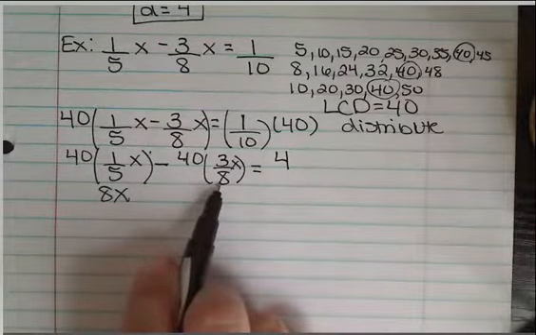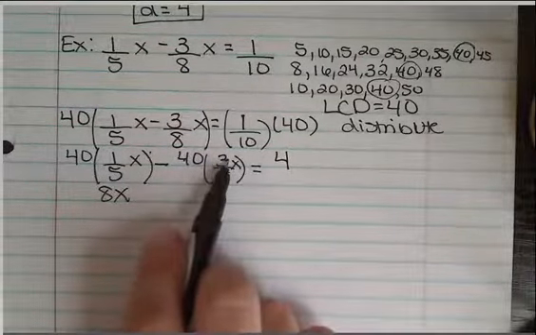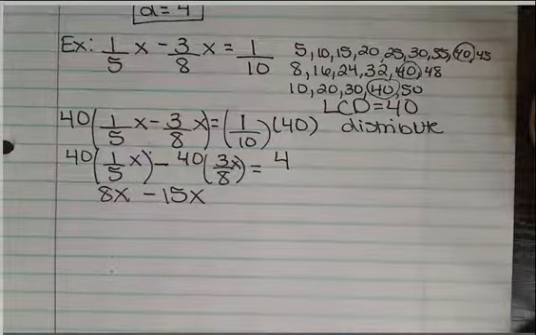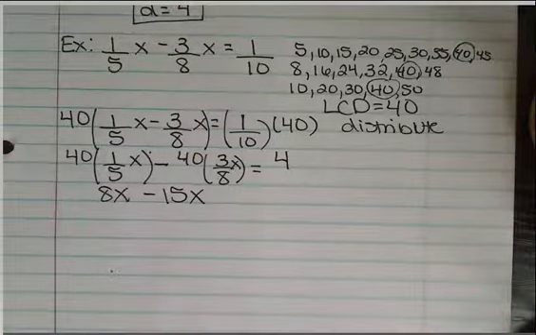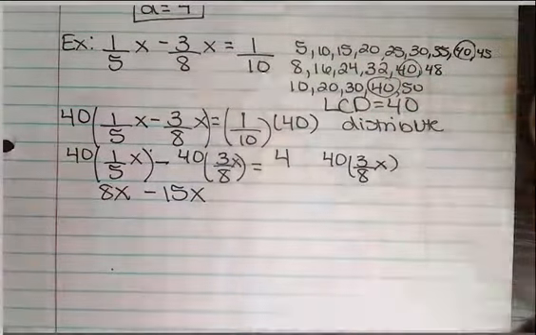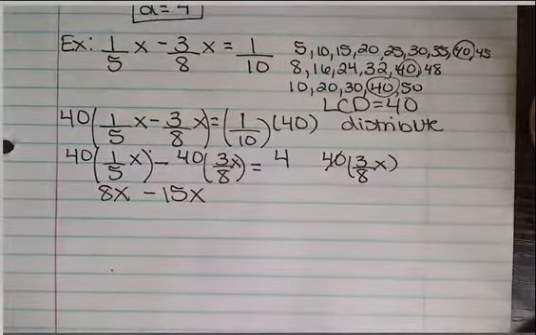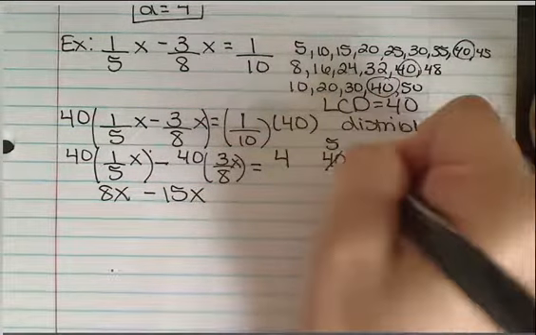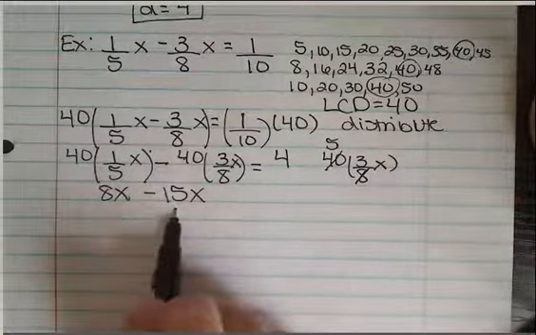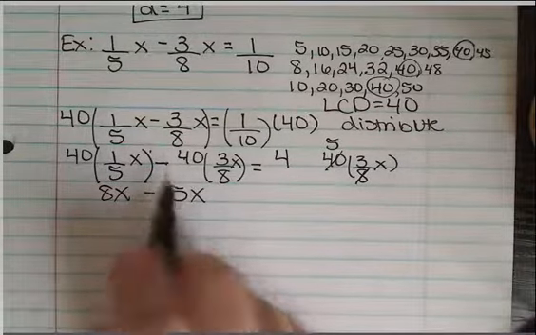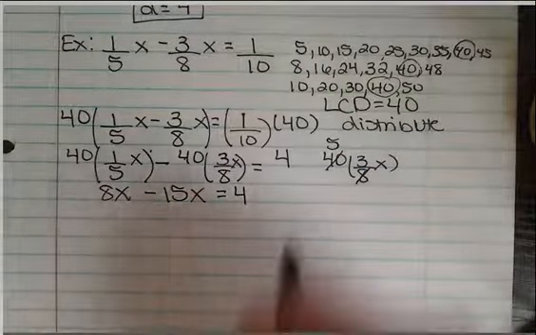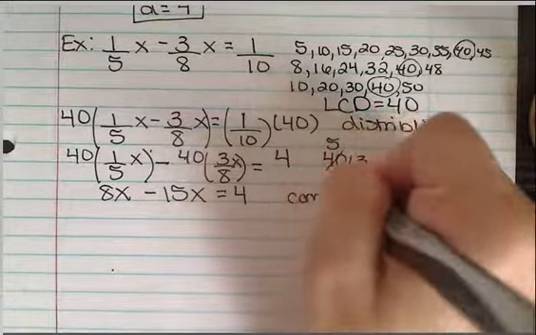That might have been a lot to do right there, so let me do it over here. 40 times 3 over 8x. This 40 goes away and becomes a 5, and we get rid of that 8. So we have 5 times 3x, which gives us our 15x. And we saw that minus out there because there's a minus out front. And that equals 4. Now we have an 8x minus 15x, so we need to combine like terms. So we have 8x minus 15x, which will give us a negative 7x equals 4.